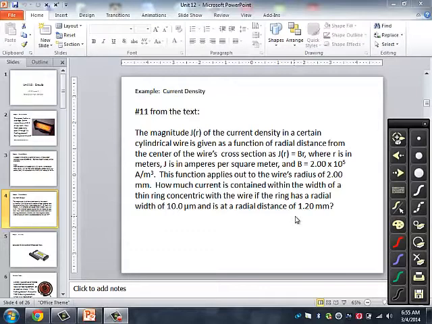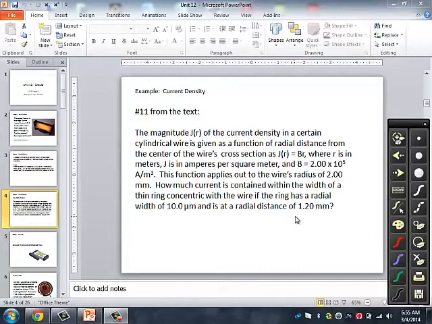One thing I forgot to do the other day was an example about current density. So let me back up just a little bit and let's take a look at that. Here's the example on the PowerPoint. It's actually problem number 11 from the text.